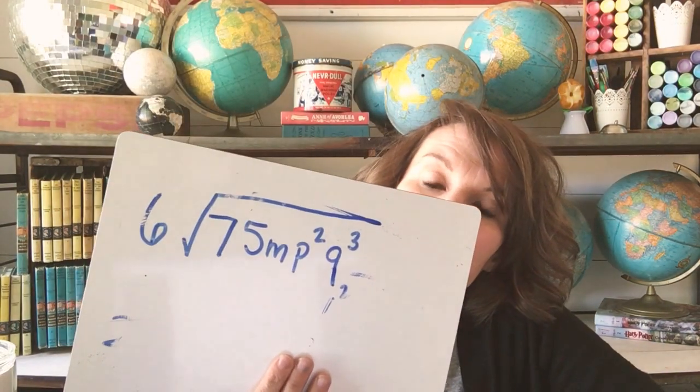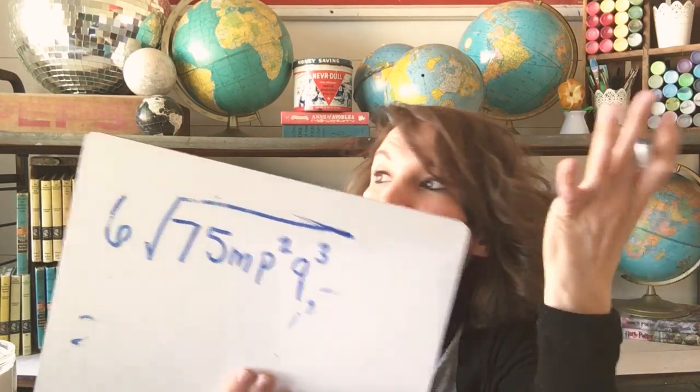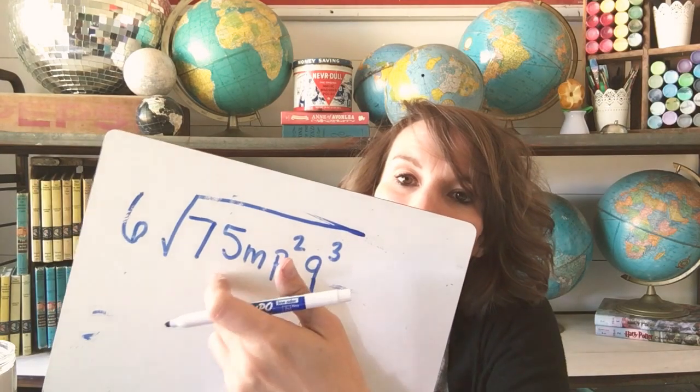6 on the outside, root 75 m p squared q cubed. Okay? So, there's our problem. Step 1, this 6 on the outside, he's out of prison. He's safe and sound. We don't have to worry about him. Let's look at this 75. Let's see if there are any hidden gangs in there that can break out.